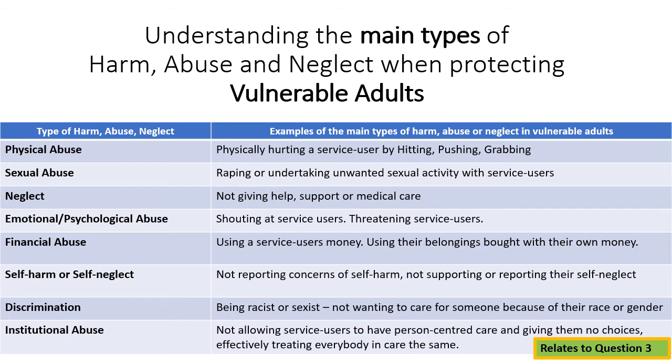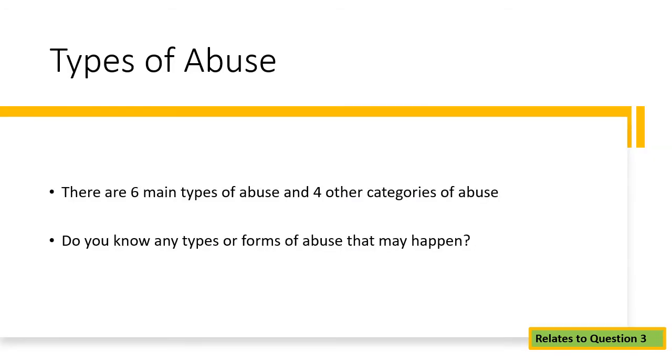And finally, institutional abuse, so examples by not allowing a service user to have person-centred care, giving them no choices, effectively treating everybody in the care the same. And that is institutional abuse. When we look further throughout some of the other sessions, you will look at person-centred care, and you will see everybody's different. So by treating everyone the same, we're not being fair to them, and that's classed as institutional abuse.